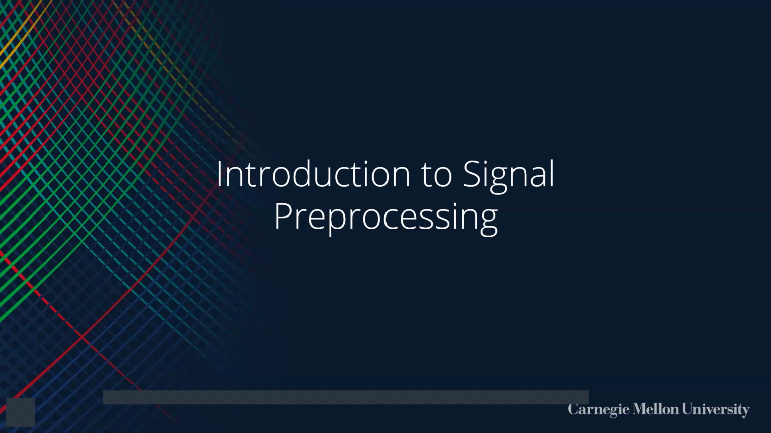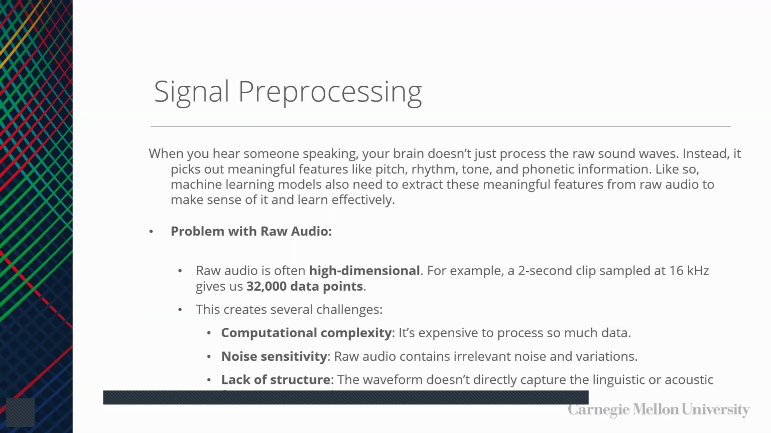So we're moving on to signal preprocessing. For signal preprocessing, we can think about it this way: when we hear someone talking, our brain doesn't just process the raw sound waves. It actually picks out the meaningful features like the pitch, the tone, and the phonetic information. So our machine learning model also needs to extract these meaningful features.